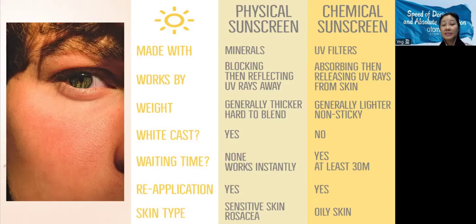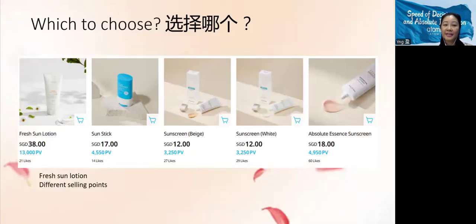And then for the skin type, physical sunscreen is suitable for sensitive skin, whereas chemical sunscreen is suitable for oily skin. And which to choose really depends on our requirement, our needs for this sun protection, and also our budget, and also other considerations that we may be looking at.